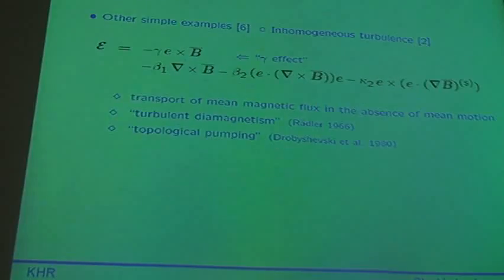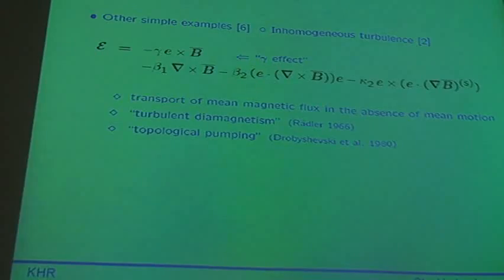We call the effect described by this term the gamma effect. You see, it has just the structure of U cross B. That means gamma times the unit vector in the direction of the gradient acts like a mean velocity. And it transports mean magnetic flux or mean magnetic field, even in the absence of a mean motion.